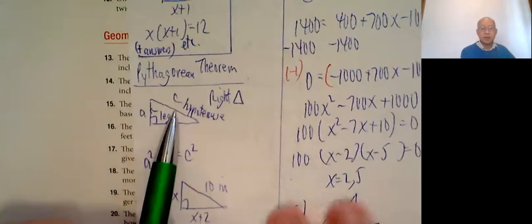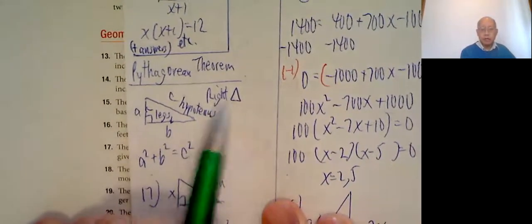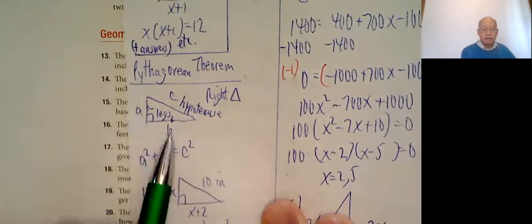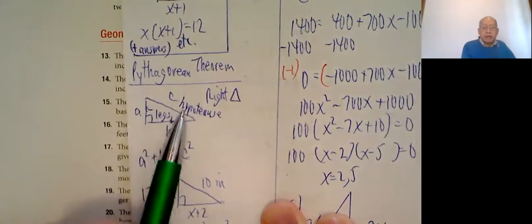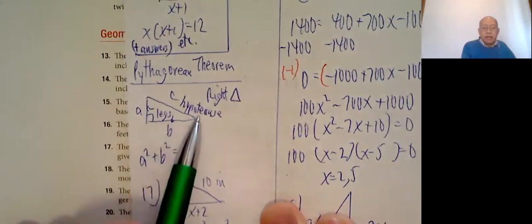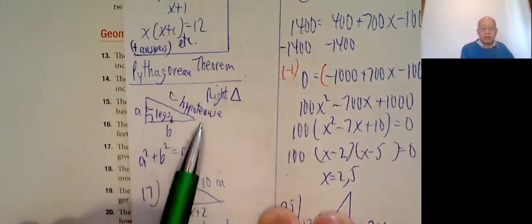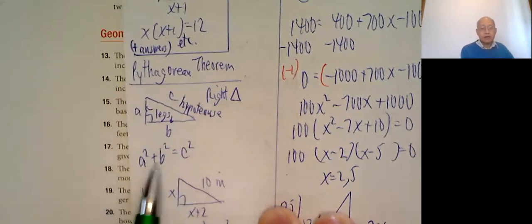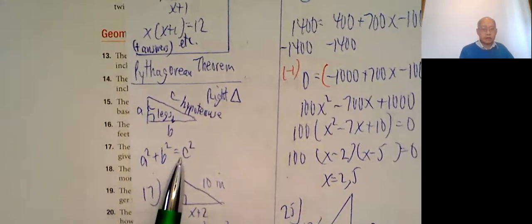Okay, the next set of problems involves something called the Pythagorean theorem. Okay, so if you have a right triangle, that means there's a 90-degree angle. Sides A, B, and C. The longest side is called the hypotenuse. The two shorter sides are called the two legs. Then we have A squared plus B squared equals C squared.